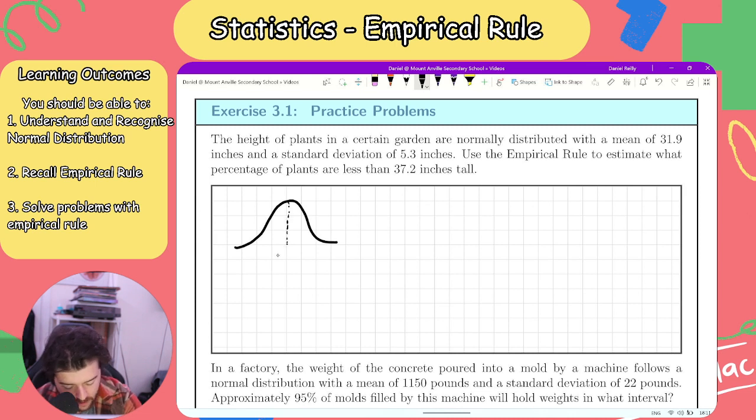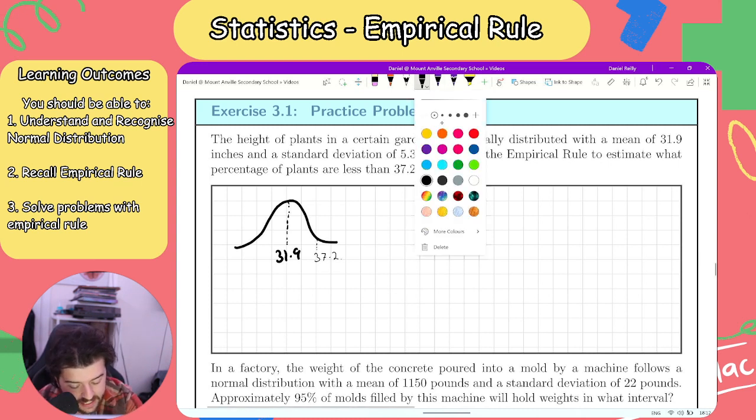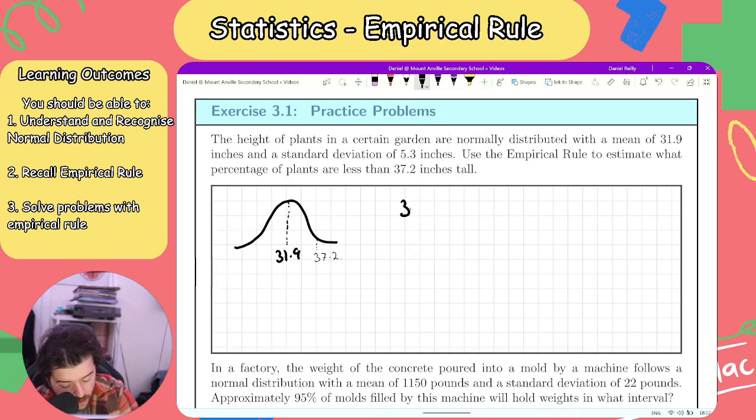Right, there's my middle, always draw it out, that's 31.9. Then 37.2 is going to be up here. What do we recognize about 37.2? Well, let's look at my standard deviation here, right? Because obviously there has to be some sort of standard deviation away from the mean. So let's test that theory out. So 31.9 plus 1 standard deviation of 5.3 is equal to 37.2. Would you look at that?